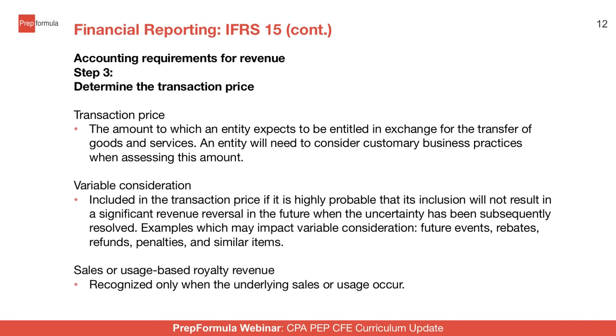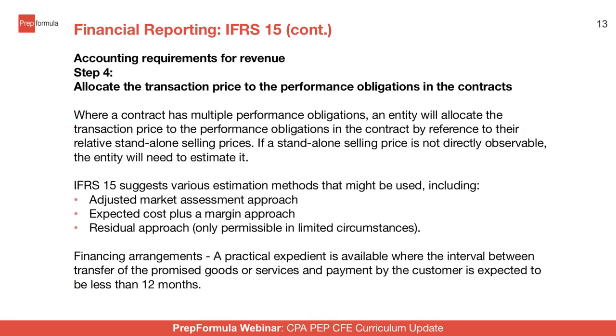Also, sales or usage-based royalty generally would be recognized only when you sell it. So, for example, lots and lots of music companies sell music on a royalty basis. They will license their music to a radio station, and when the radio station plays it, right, when they use the song, then they will pay the royalty fee. Number 4, you allocate the transaction price to the performance obligations in the contract.